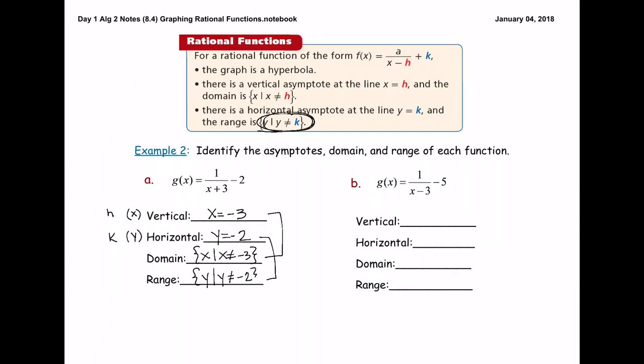y equals negative 2. When we look at example B, our vertical is the opposite, denominator is the opposite, x equals 3. Remember, our vertical asymptote corresponds to our domain, so for every x such that x is not equal to a positive 3. Horizontal, y equals negative 5. Our range corresponds with our y value, so every y value would be on our graph except where y is equal to negative 5.